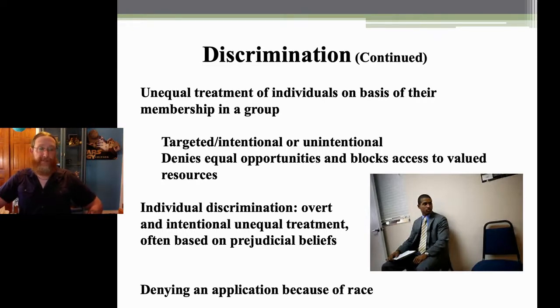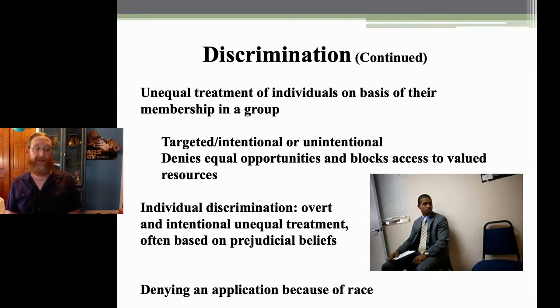Unequal treatment of individuals on the basis of their membership or group: discrimination. It can be targeted and intentional or unintentional. It denies equal opportunities and blocks access to valued resources. And this is a study pre-2010, still continues to be a problem. Applicants with Black or minority sounding names were twice as likely not to get called back for a job. We've got to wrap our heads around finding ways to have the least bias in finding work and employment that we can. We haven't done so in effective ways, or as effective as we could.